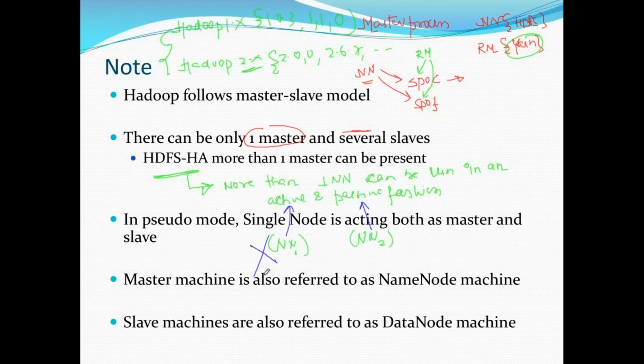If the active name node goes down for some reason, name node 2 will become active. It will become active automatically. So HDFS HA shows the HA concept. Clear?